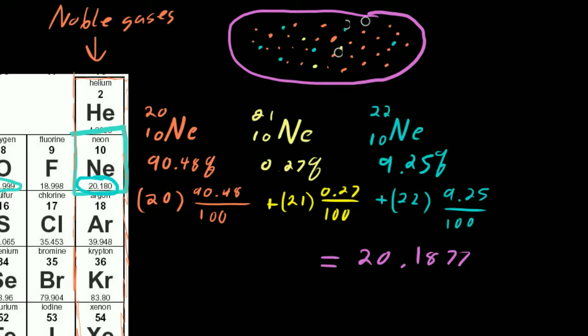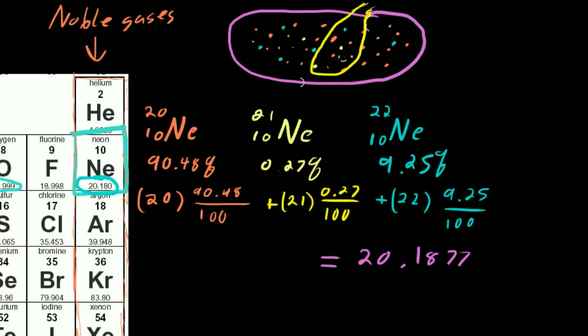If you had some type of gas scoop, and that looks terrible, but if we just scooped out a whole bunch of atoms out of the center of this balloon, this is about the percentage of atoms that we would scoop out. This is the percent of the different isotopes of neon that we would scoop out.